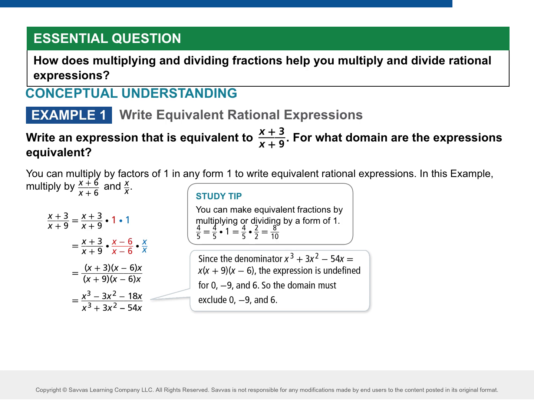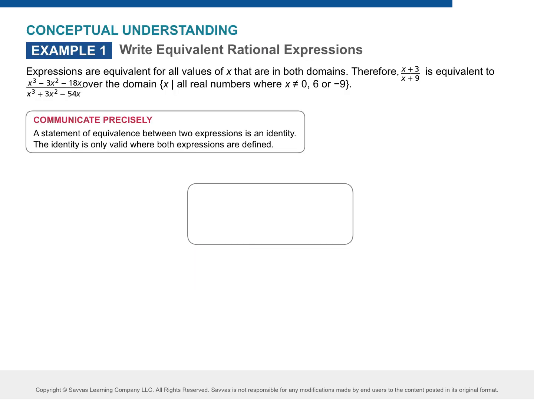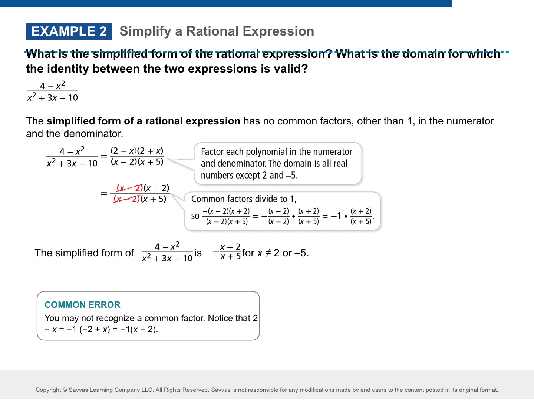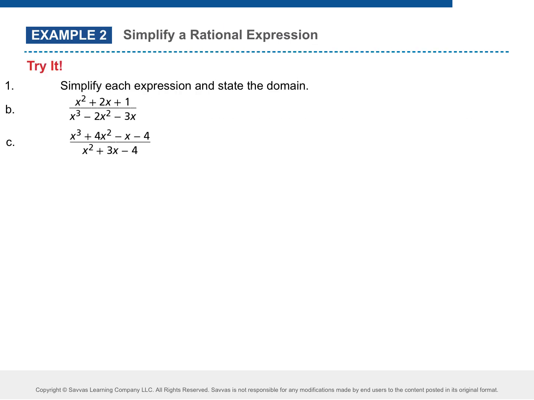2.3, we're talking about multiplying and dividing rational expressions by simplifying. If I look at these examples that you have, I want to look at example 2a. So 2a, I have x squared plus 2x plus 1 over x cubed minus 2x squared minus 3x. It wants us to simplify each expression.